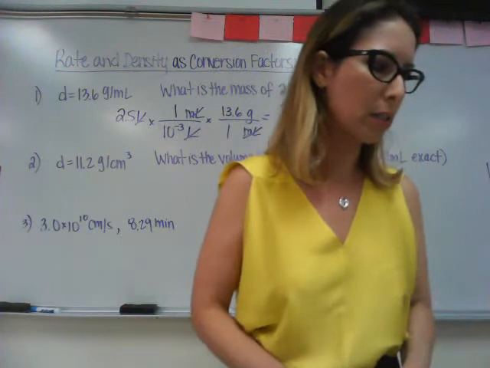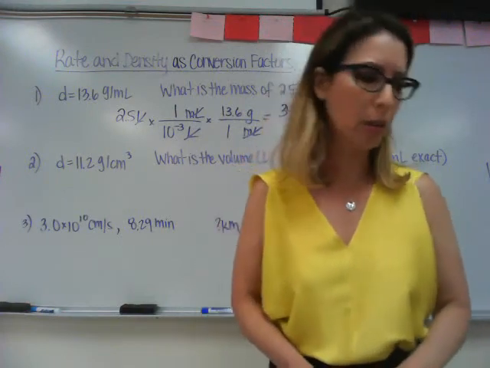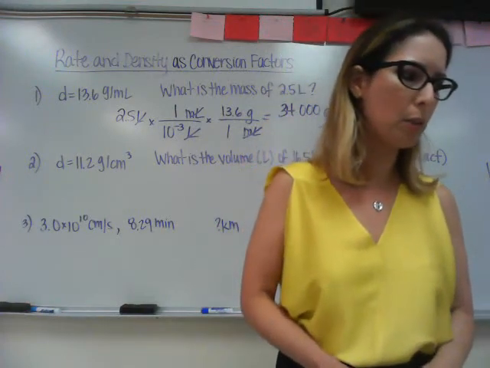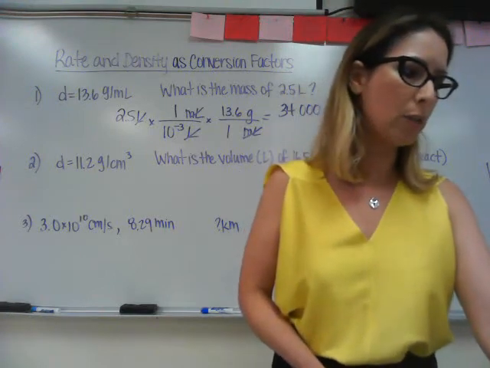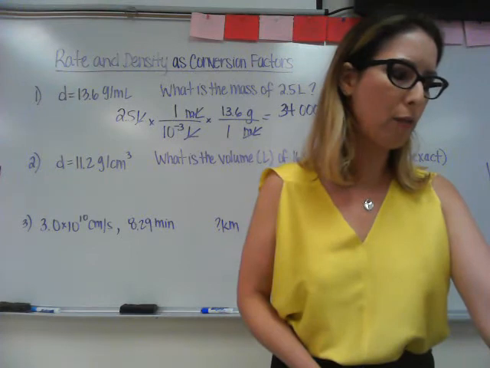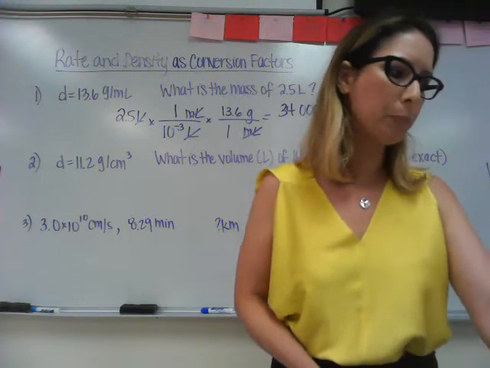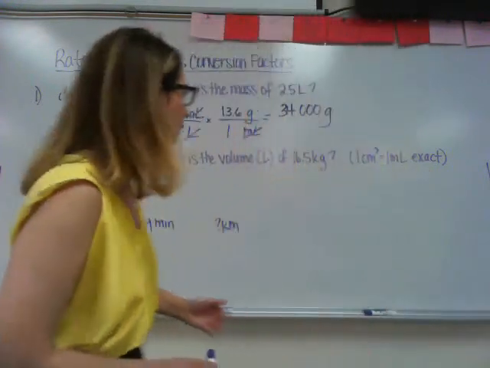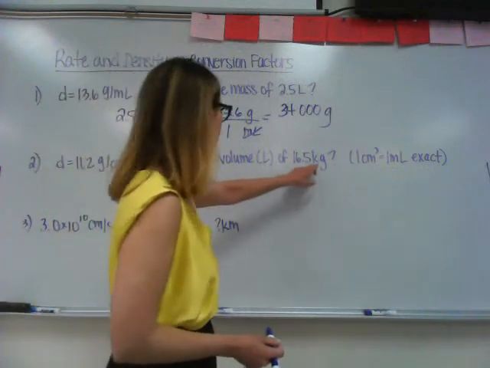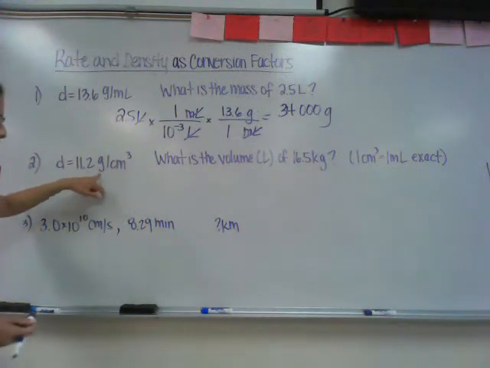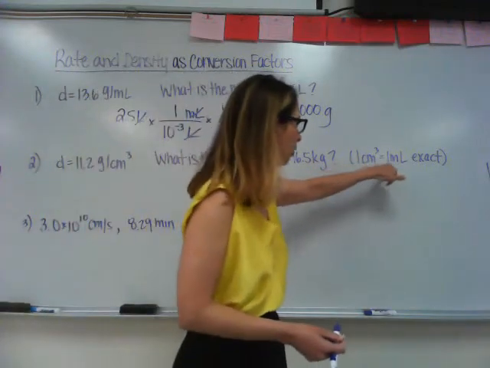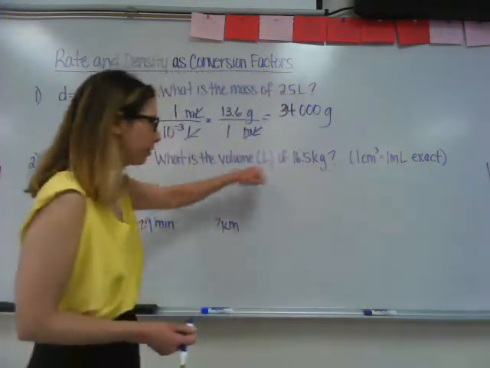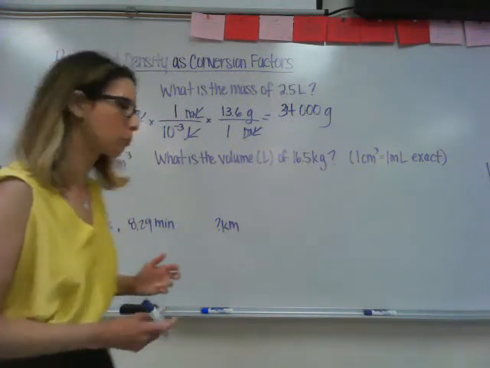For number 2, the density of lead is 11.2 grams per centimeter cubed. The volumes 1 centimeter cubed and 1 mL are exactly equivalent. You want to use that. What is the volume in liters of a 16.5 kilogram piece of lead? So it would be logical if we converted our kilograms to grams and then used density to convert grams to centimeters cubed, and then convert centimeters cubed to milliliters, and then milliliters to liters. This is kind of a long problem.